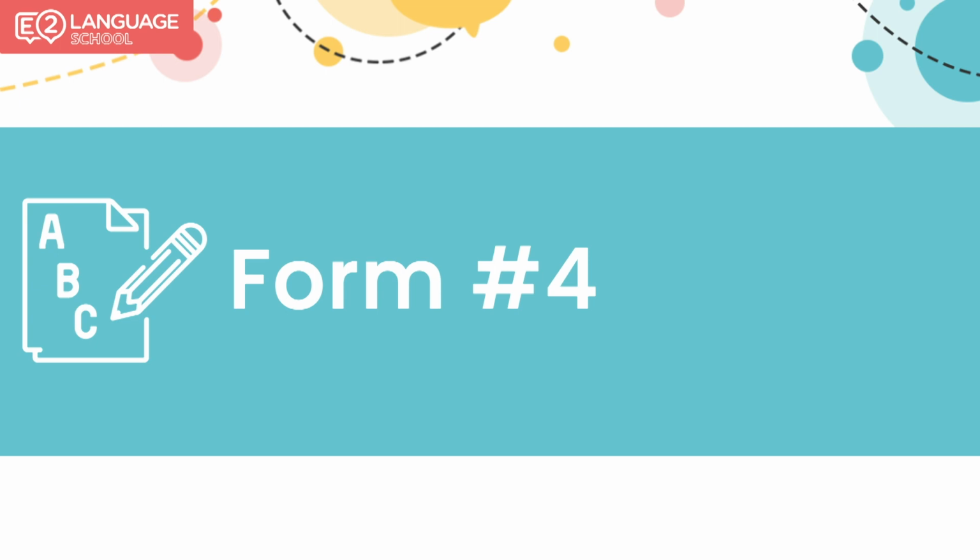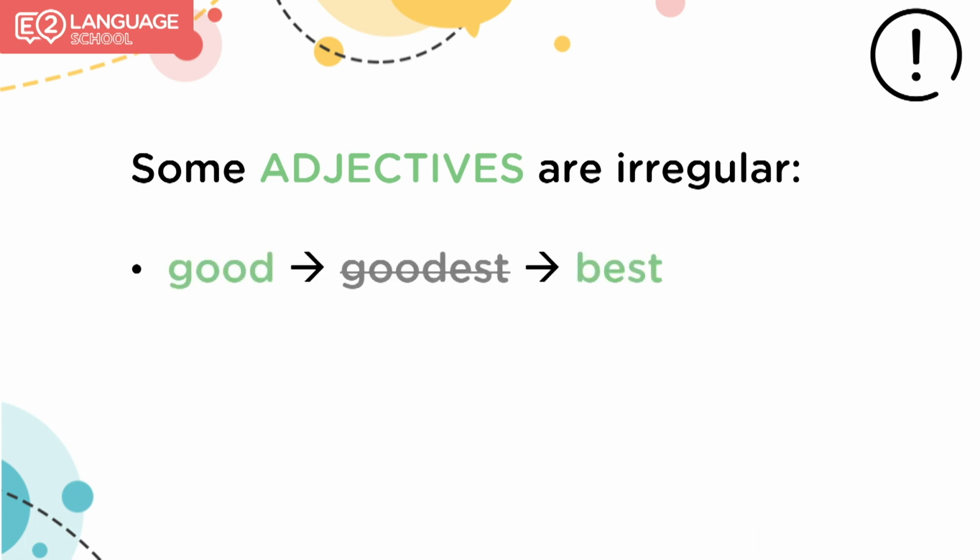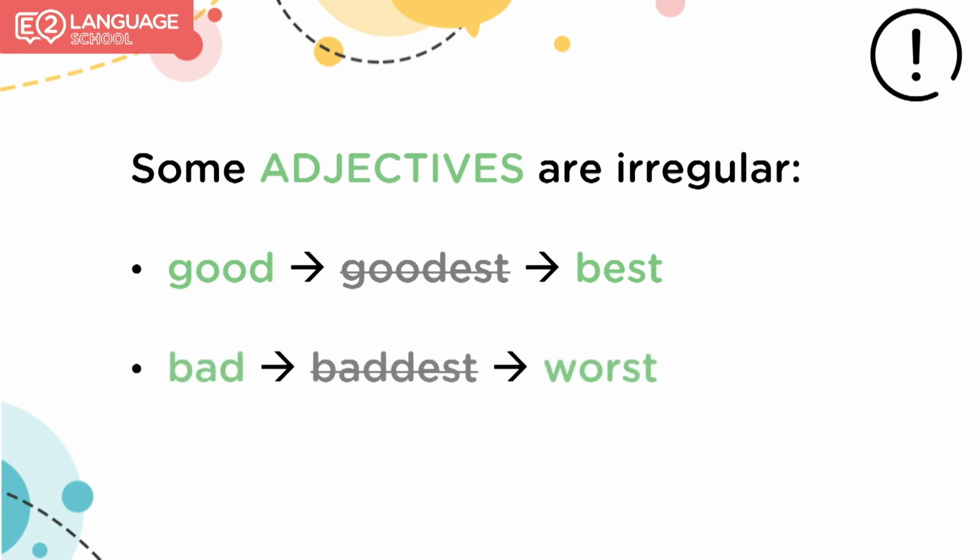Okay, time for our final form. And this is the irregular form. Now, there are some adjectives in English that are irregular, which means they have a different pattern. They behave in a different way. So, good is a short adjective. It's 1 syllable, good. Normally, we would add est, goodest. However, this is incorrect. Instead, we need to say best. So, good becomes best. Bad, on the other hand, becomes worst. And we have a third example. Far becomes farthest.